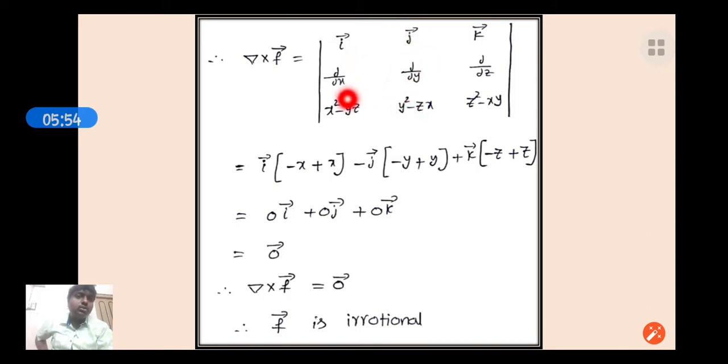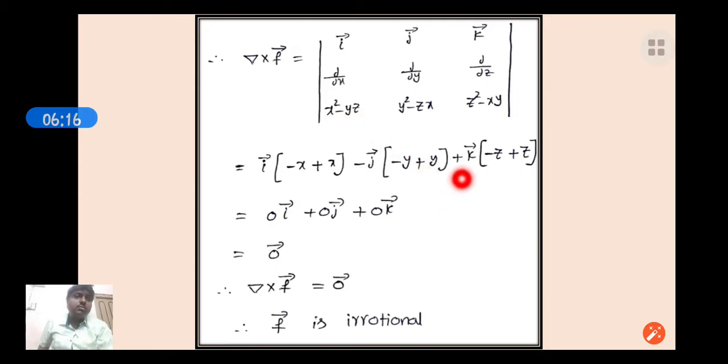Now, I am writing ∂/∂x of (z² − xy). With respect to x, the partial derivative is −y, minus ∂/∂z of this one. ∂/∂z of this one is −y, so minus of minus y, I am writing here, plus y.